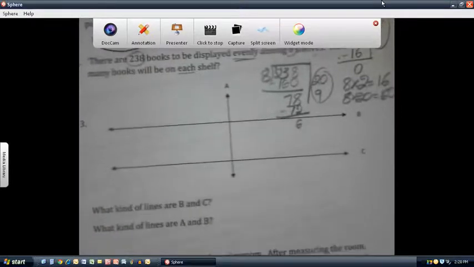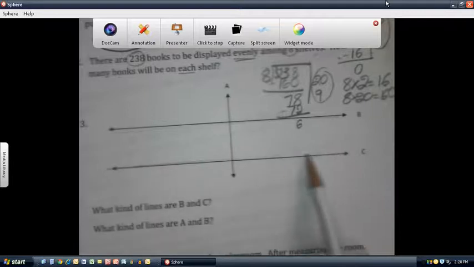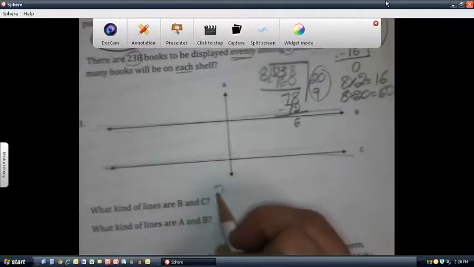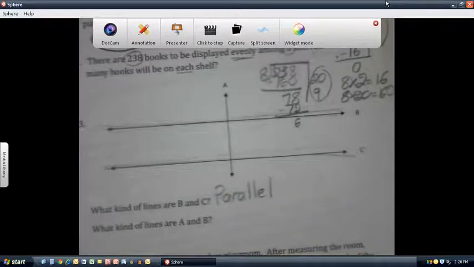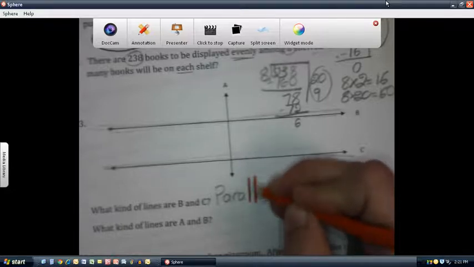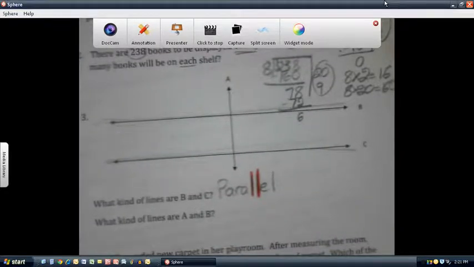Number 3, what kinds of lines are B and C? We've been talking about lines that look like this, that go on and never ever meet, and they are called parallel lines. And I remember that parallel means that they're lines that never ever meet, because the 2 L's in parallel are also parallel.